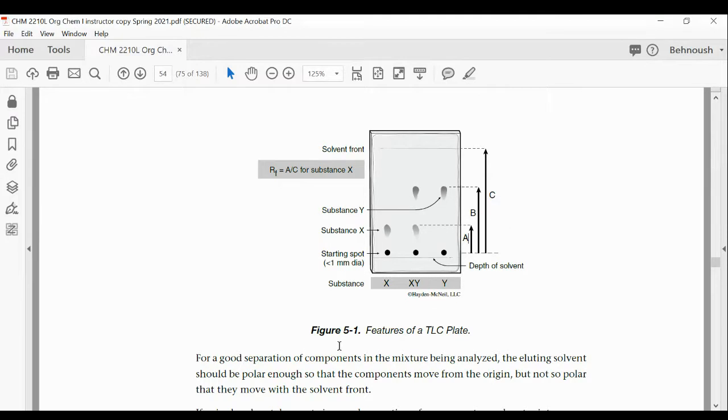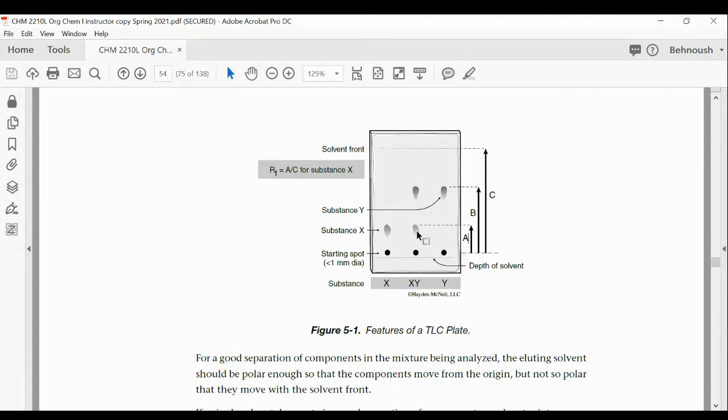In this case, Figure 5-1 shows an unknown that is a mixture of the two. Let's say this is caffeine and that is acetaminophen, you have Excedrin. Excedrin is a mixture of caffeine and acetaminophen, so it's going to show two spots.